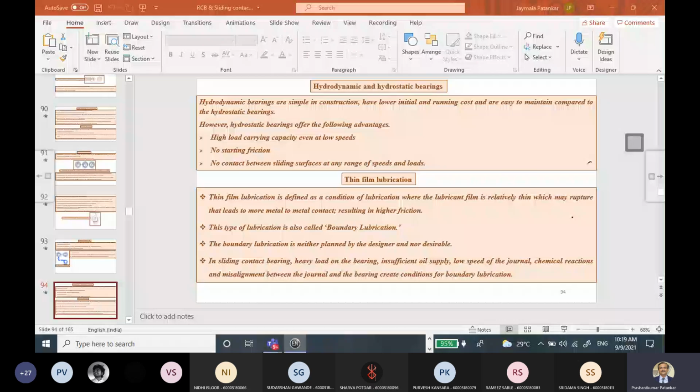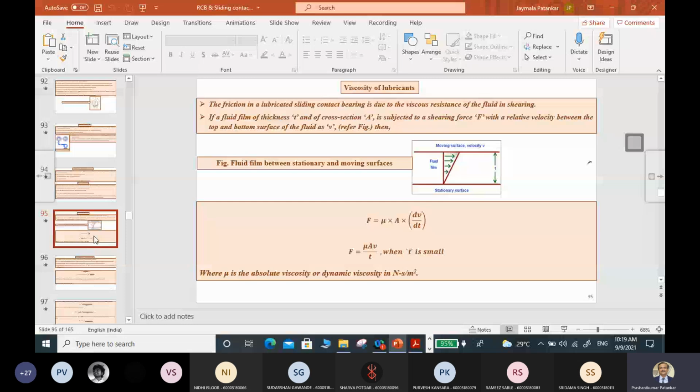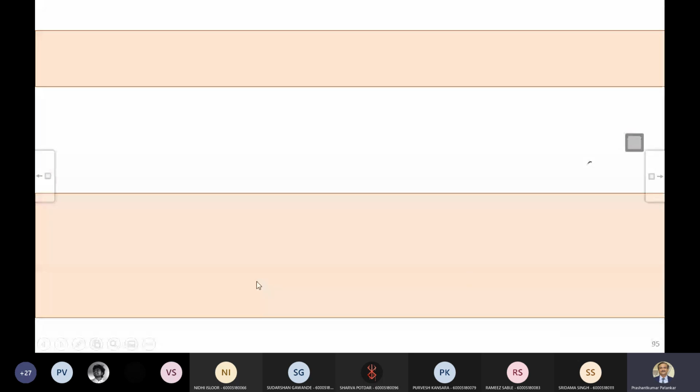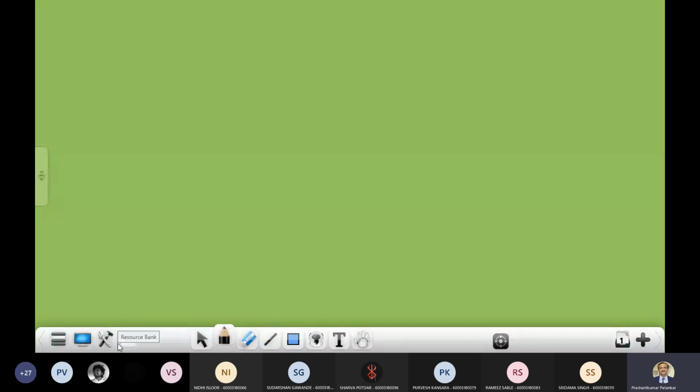Now, as I told you yesterday, as far as the functioning of your hydrostatic bearing is concerned, you should all be aware, whenever we are going to find out the torque transmission capacity of the bearing, you should know Newton's law of viscosity. I hope all of you are aware of that. Can any one of you tell me what is Newton's law of viscosity?